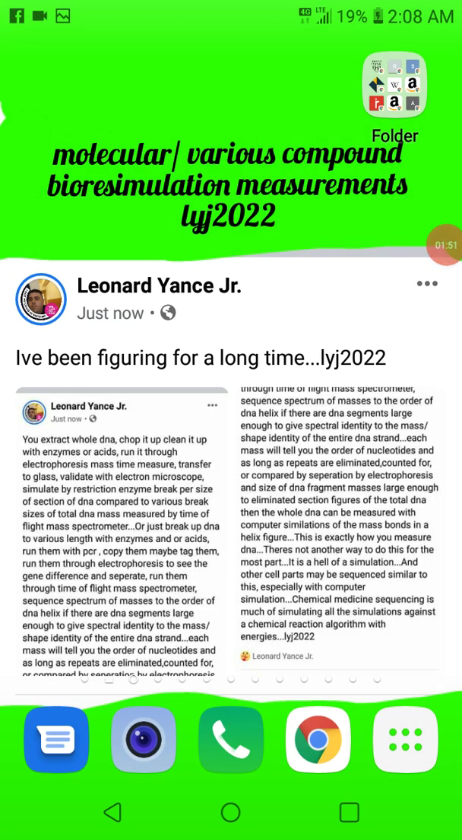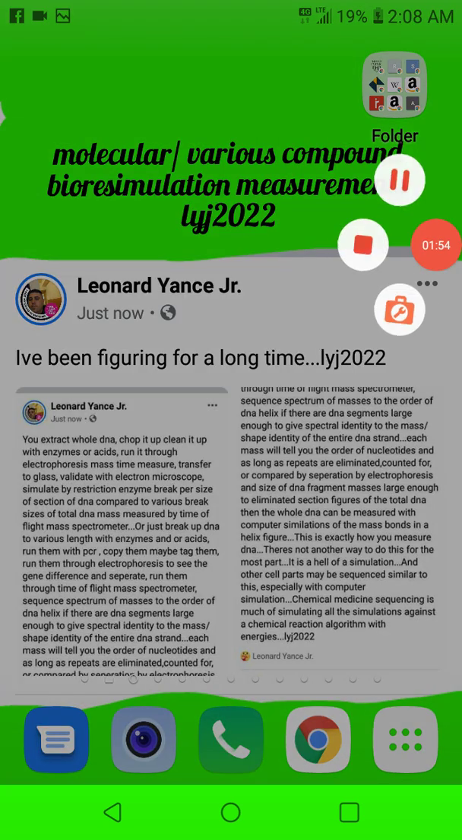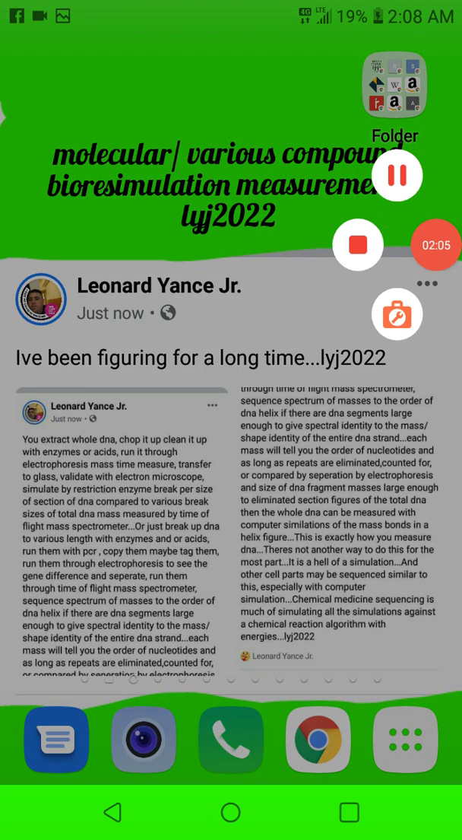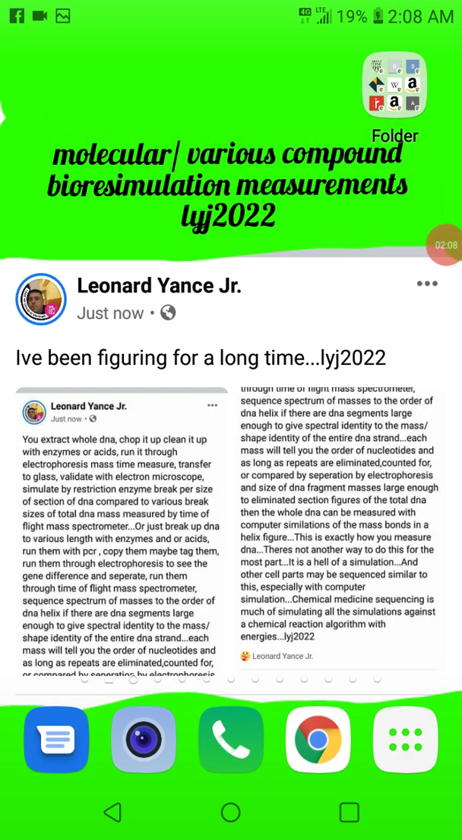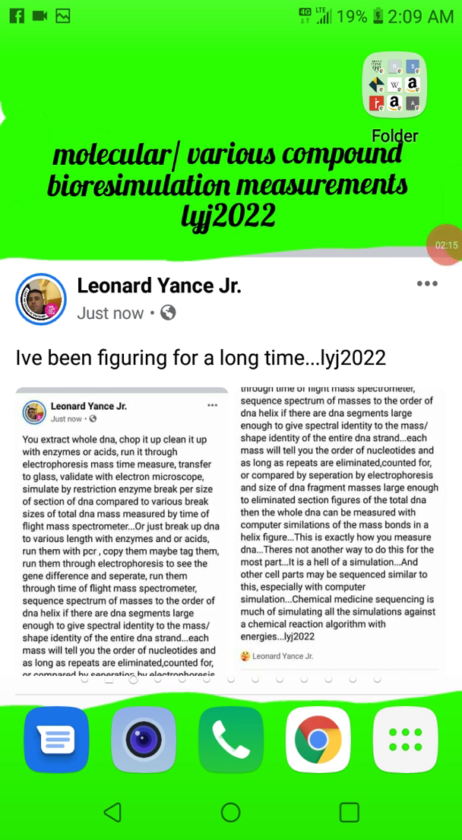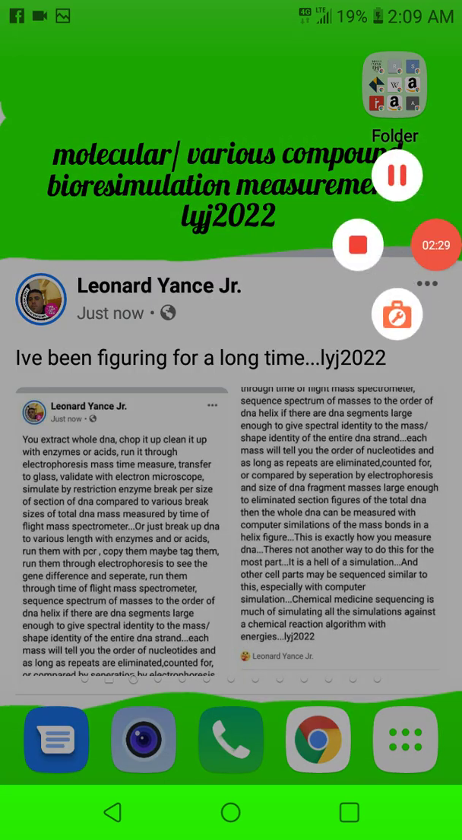Simulate by restriction enzyme break per size of section of DNA, compared to various break sizes of total DNA mass measured by time of flight mass spectrometer. Or just break up DNA into various lengths with enzymes and or acids, run them with PCR, copy them, maybe tag them, run them through electrophoresis to see the gene difference, and separate, run them through the time of flight mass spectrometer sequence spectrum of masses to the order of the DNA helix shape.